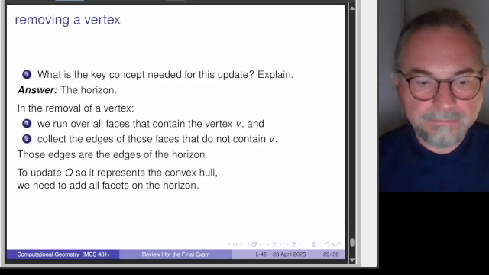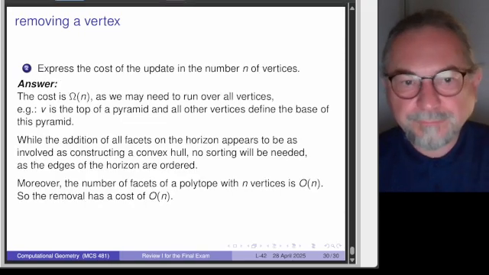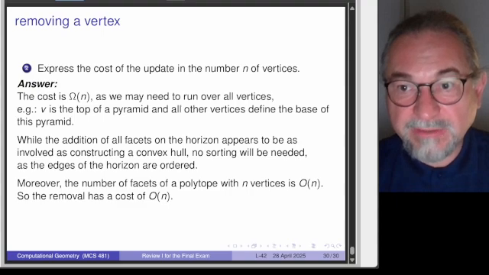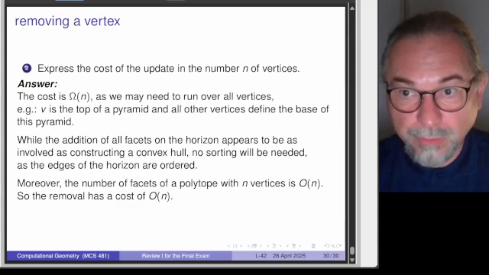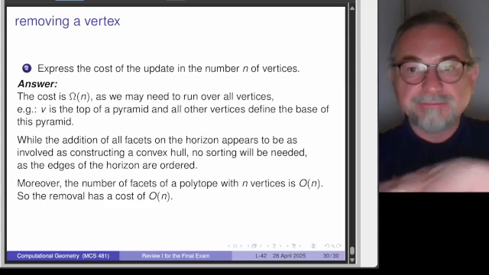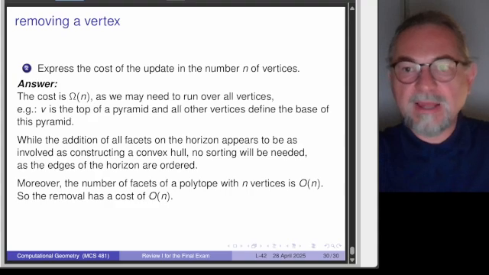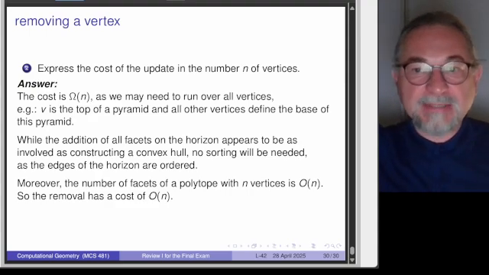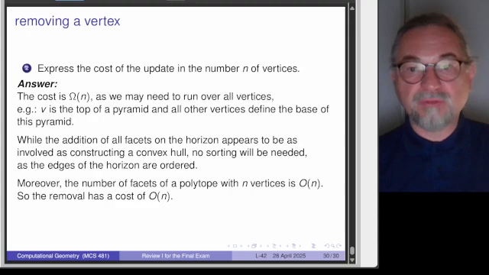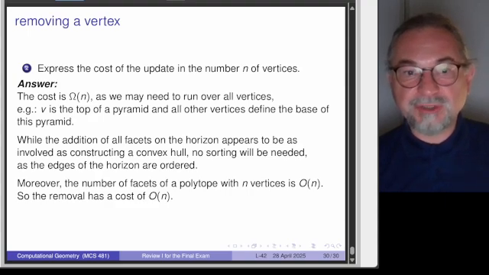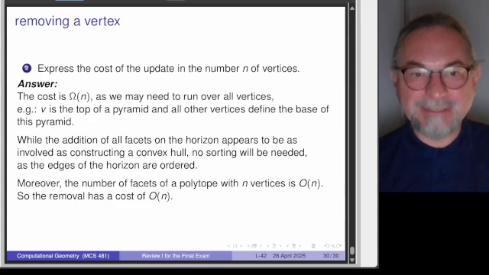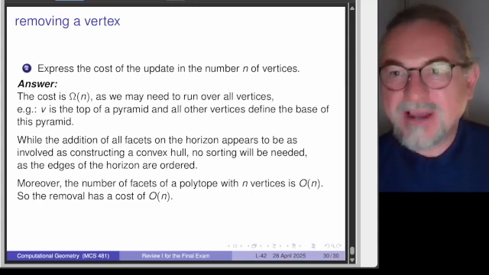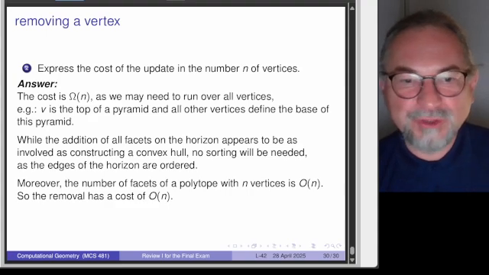So what is the cost? Well, it could be that you have a polytope that has one large base, a flat polygon, and you are removing just the top of this pyramid, and then you have to run over all the n-1 remaining vertices. So in some sense, the cost is at least linear. Now it's bad, but that's almost the worst case.